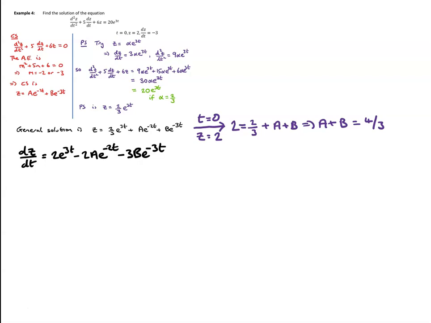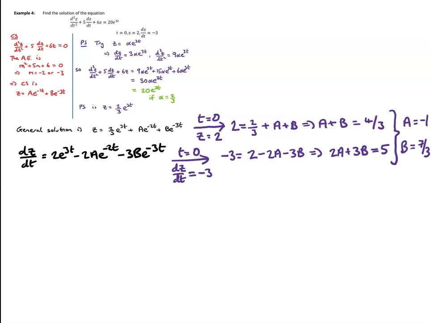dz by dt is 2e to the 3t minus 2a e to the minus 2t minus 3b e to the minus 3t. When t equals 0, we want dz by dt to be minus 3. So I've got minus 3 must equal 2, take away 2a, take away 3b, which tells me that 2a plus 3b has got to equal 5. Solving the simultaneous equations gives me a equals minus 1 and b equals 7/3.